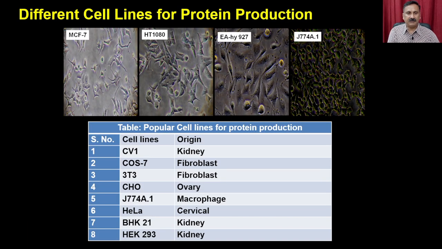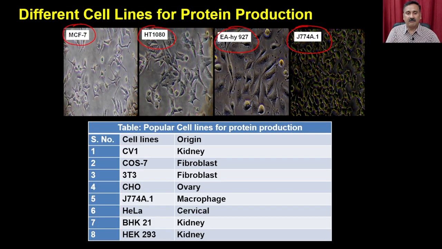So these are some of the cell lines you are going to use. You can use MCF7, HT1080, EH927, and you can use the macrophage cell line. All of these cell lines have their own origins, so you can use the cells as per the origin of the protein as well. For example, if you are trying to express an enzyme which is mostly found in the kidney, then in that case you should use the CB1 cells.